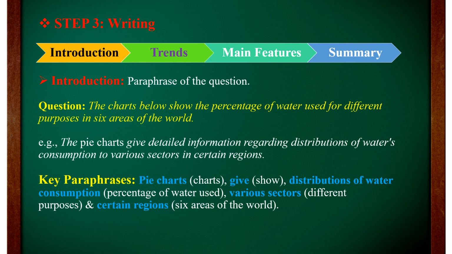I use the word give instead of show. Distribution of water consumption instead of percentage of water use. Various sectors instead of different purposes. And certain region instead of 6 areas of the world. So one key takeaway for this is never copy the words from the question. Rather use your own words as many as possible, but maintain the original meaning.